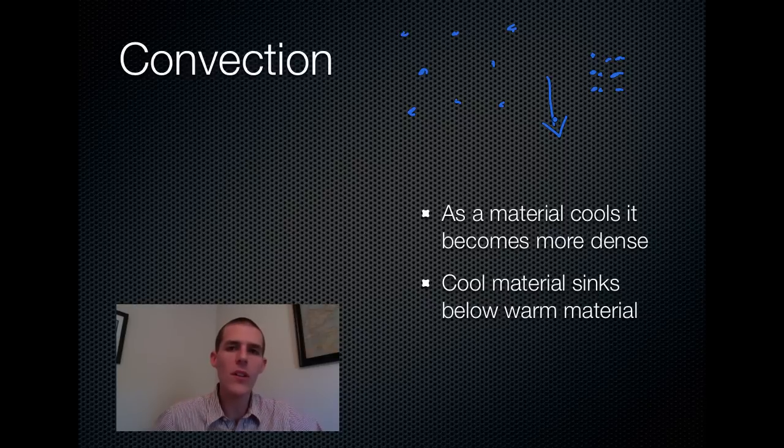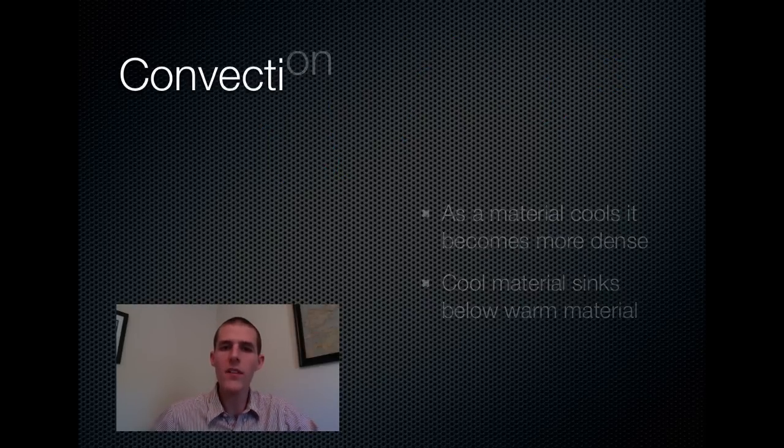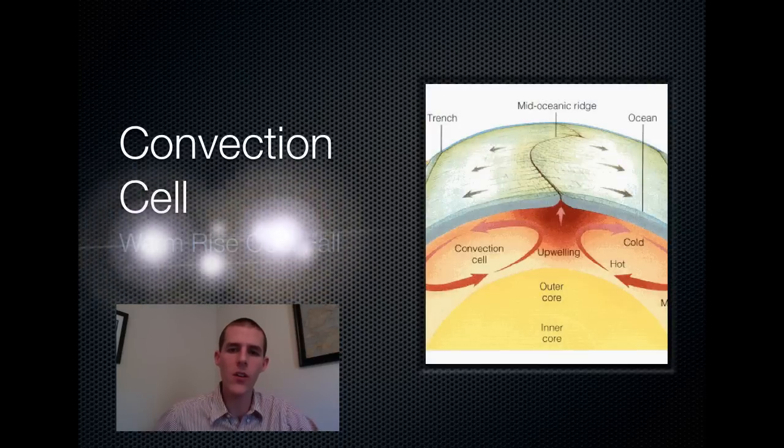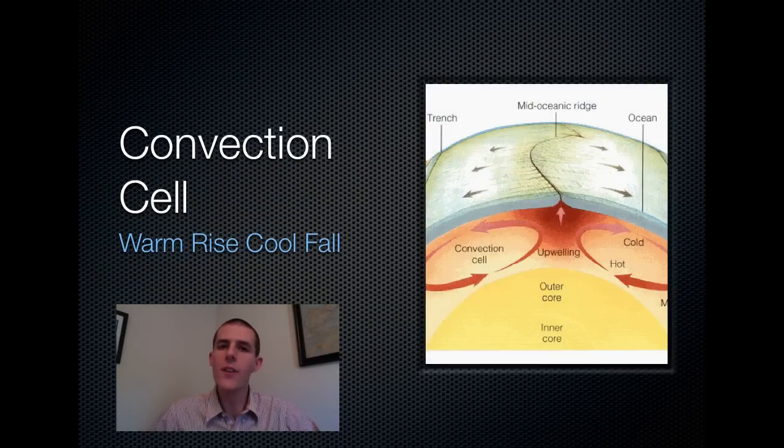So if you've got materials that are fluid, like water or air or something like that, you're going to have anything that's warmer becoming less dense and rising up to the top, and anything that's cooler becoming more dense and sinking to the bottom. Now this process of rising and falling is called a convection cell. I've given you a little diagram here of the Earth if you were to just chop it straight in half.